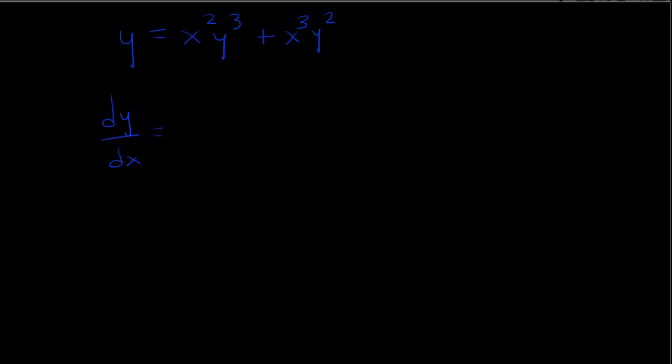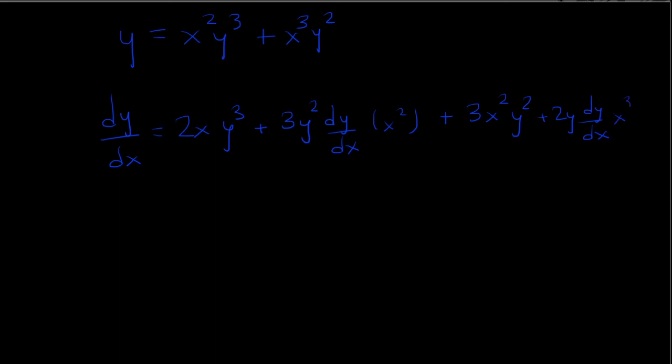For x squared and y cubed, we have to use a product rule. So I'm taking the derivative of x squared times y cubed plus the derivative of y cubed. We're going to bring down the exponent, subtract 1, and then multiply it by the derivative of y with respect to x times x squared, plus, and then we have to apply the product rule again for x cubed times y squared. So that will be the derivative of x cubed, which is 3x squared, times y squared, plus the derivative of y squared, which is just 2y dy over dx, and then times x cubed.